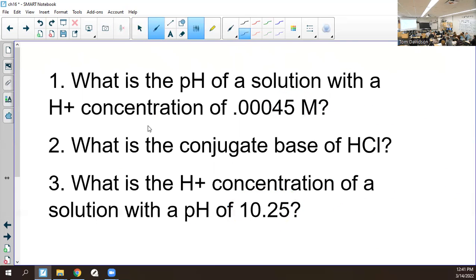Okay, so we got 3 questions here. What is the pH of a solution with an H plus concentration of 0.0045? And if you're like me back in the day, I'm like, I don't know. He just did 1 times 10 to the something. Well, this is also known as 4.5 times 10 to the negative 3, if you like typing it that way better.